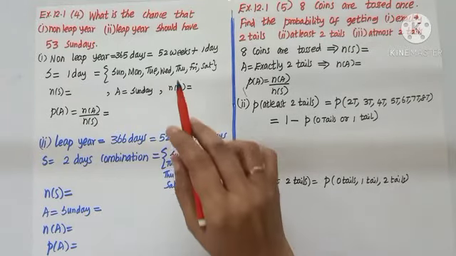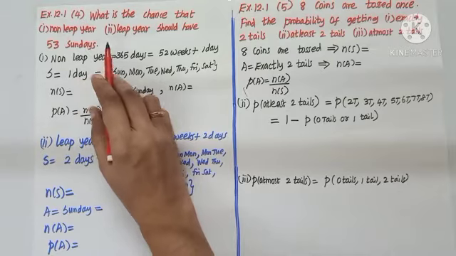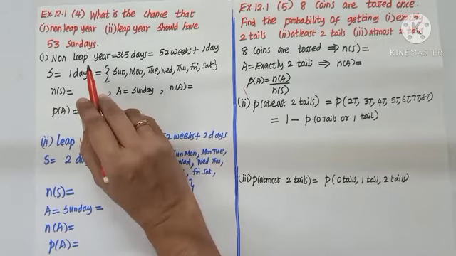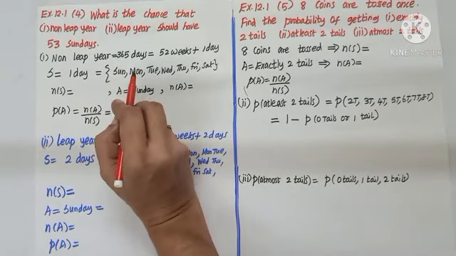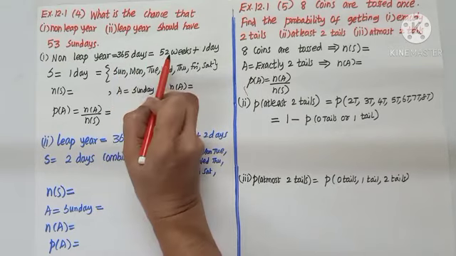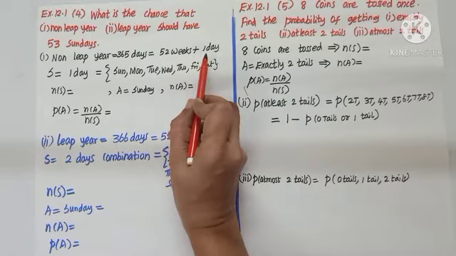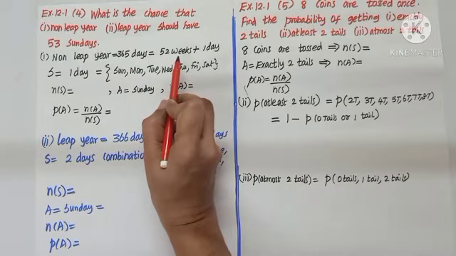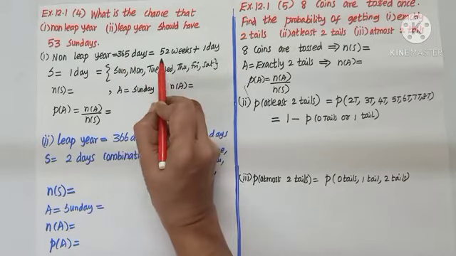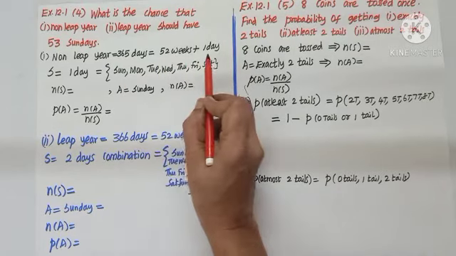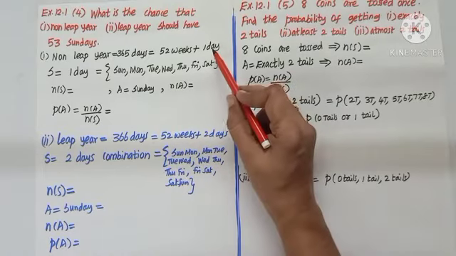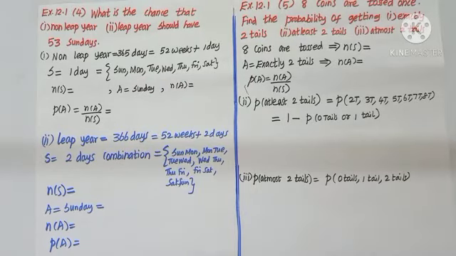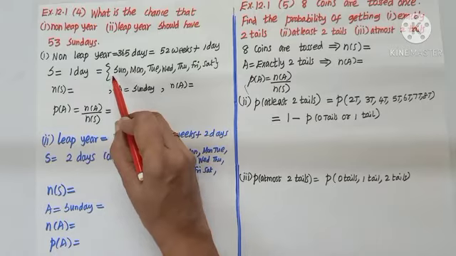Question number 4. What is the chance that a non-leap year, second subdivision, leap year, should have 53 Sundays? A non-leap year will have 365 days, which can be rewritten as 52 weeks plus 1 day left. If I divide 365 by 7, because a week consists of 7 days, I get 52 full weeks and 1 day left. What could that 1 day be? It could be Sunday or Monday or Tuesday, etc., up to Saturday. So for the 1 day, we have 7 ways.